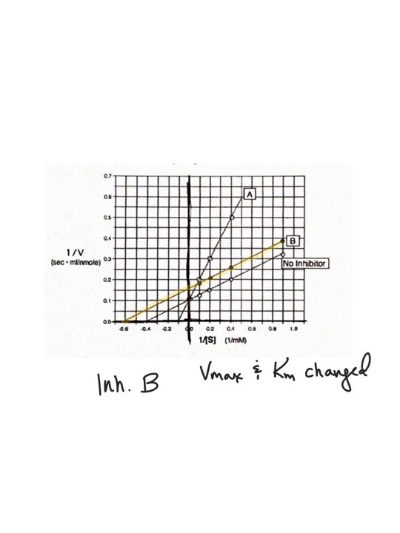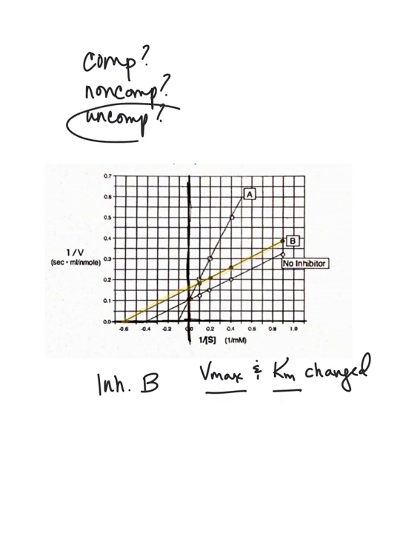And you're told in the beginning of the problem, your inhibitor may be competitive, it may be non-competitive, or it may be uncompetitive. The only one of these three where you have both a Vmax and a Km getting changed is when you have an uncompetitive inhibitor.